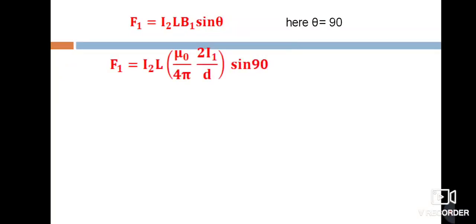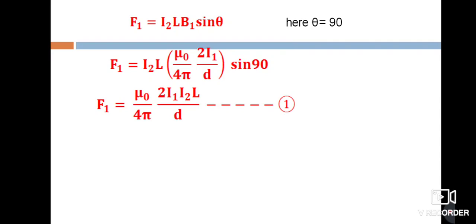Therefore, the equation is F1 is equal to I2 L B1 sine theta, and here theta is equal to 90 degrees because the force and the magnetic field are perpendicular to each other. Therefore, F1 is equal to I2 L B1. Substituting the value of B1, mu naught by 4 pi 2 I1 divided by d, into sine 90 degrees, and sine 90 is 1, F1 is equal to mu naught by 4 pi 2 I1 I2 L divided by d. So this is the force on the conductor P.